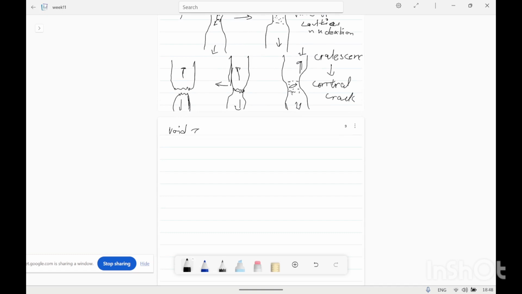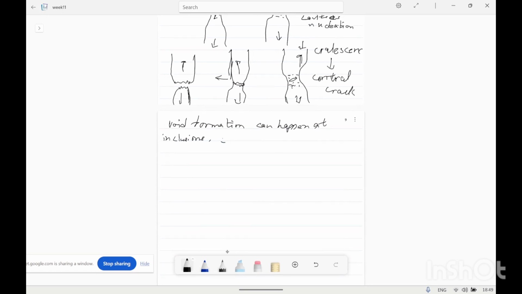So void formation can happen at inclusions, second phase particles, and oxide particles. And also at the grain boundary triple points.